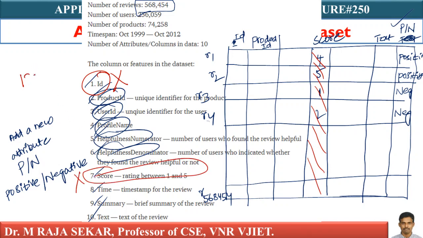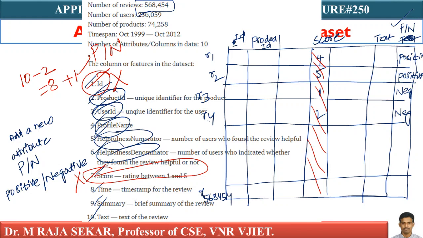There are totally 10 columns, from which I am removing ID and I am removing score. Therefore, I will be left with 8 columns, plus I am adding one more column, the P by N column. This one column is the P by N column. Now my table will have 9 columns.